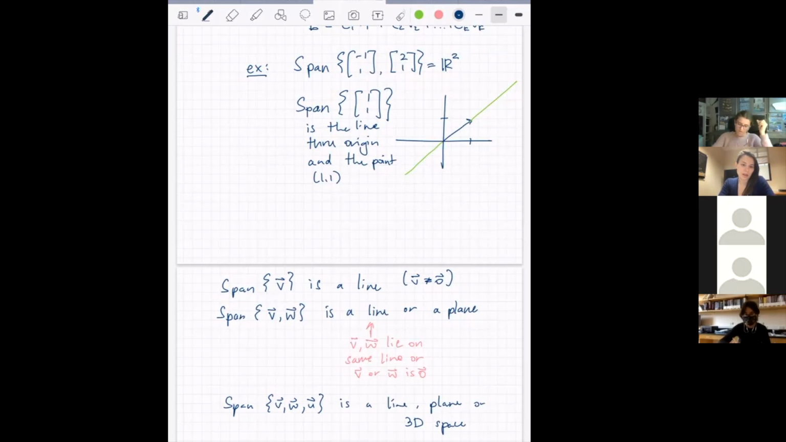Okay. So does that help visualize what's going on with the span? Is everybody okay with that? Okay, let's see how are we doing on time? Okay, so probably we will.